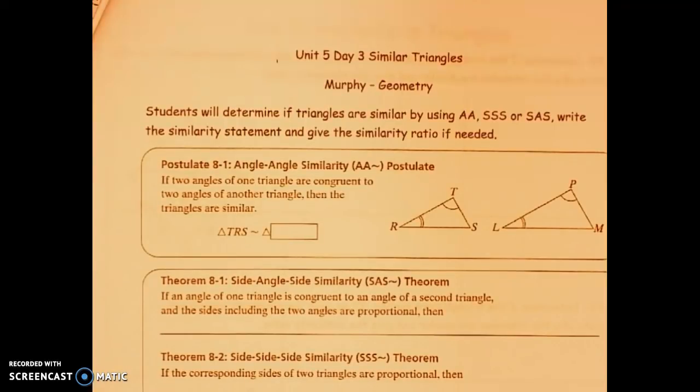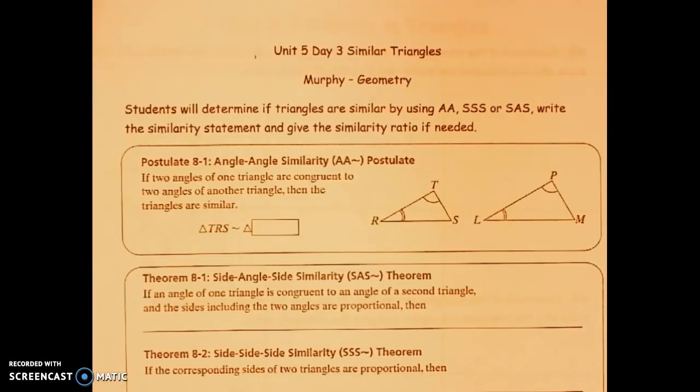I need you to get out your Unit 5 packet if you don't have it already. We're flipping to Day 3 on similar triangles. On Friday we talked about similar polygons. In that case you had to have all of the corresponding angles congruent, and the corresponding sides have the same ratio. Similar to what we did in Unit 4, we're now going to just focus on triangles.